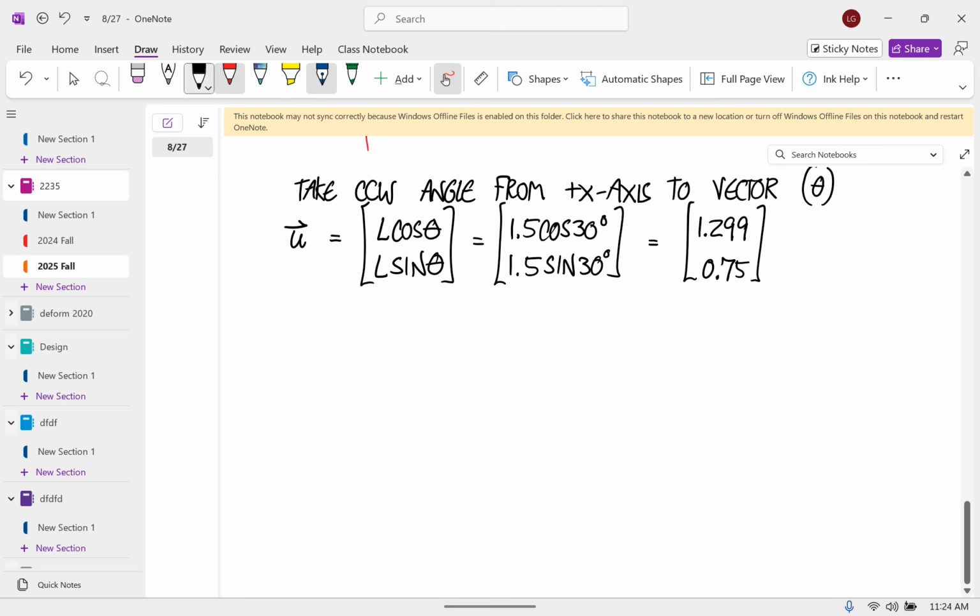So one thing that you'd need to be able to do is manipulate vectors in your calculators. So let's talk about that for a second.